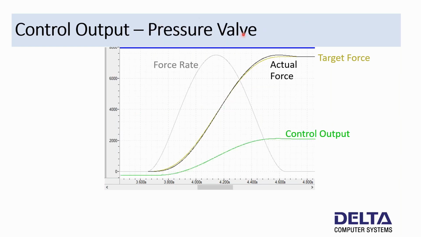If we look at what a pressure valve does, we have a force rate here, but the control output is not proportional to the force rate, it's proportional to the force. So on this type of system, you would use the force feed forward. So I know the force feed forward and force rate feed forward can be confusing, but this explanation should make it clear when you use it and when not.